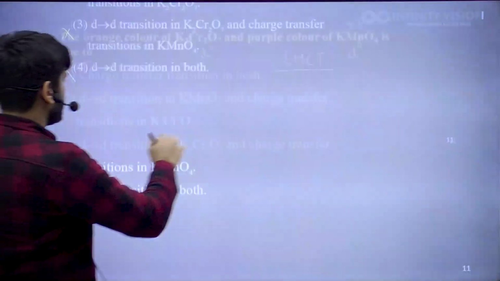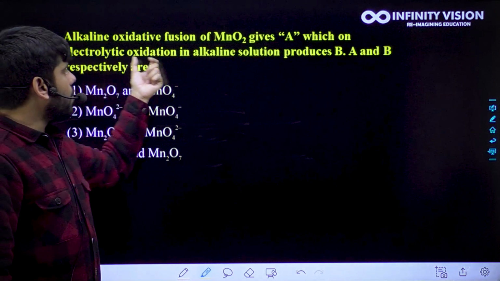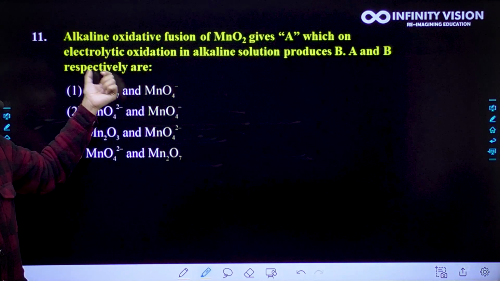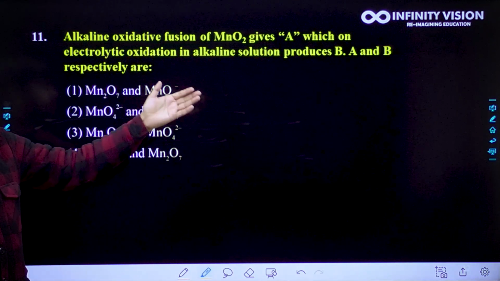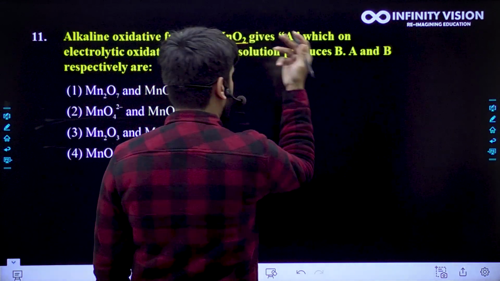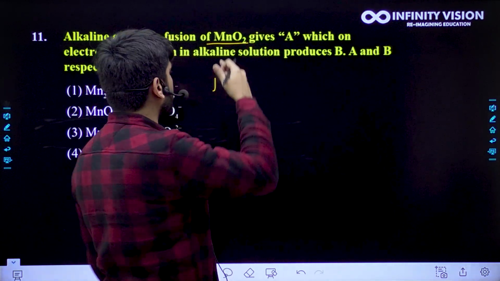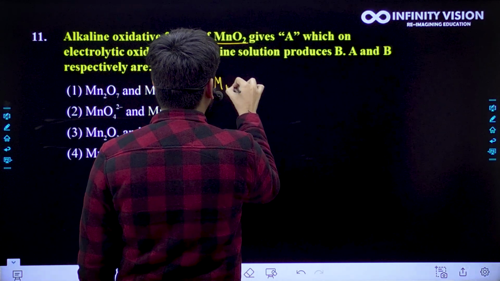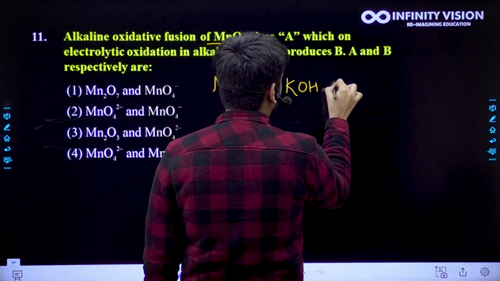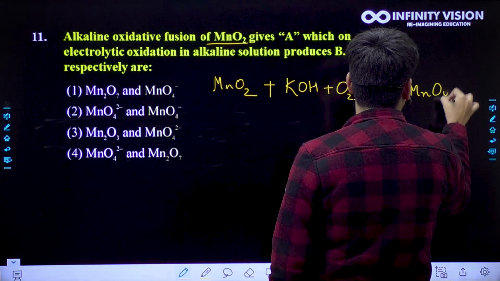Let us discuss the next question. Alkaline oxidative fusion of MnO2, that is pyrolusite ore, gives A, which on electrolytic oxidation in alkaline solution produces B. A and B respectively are. Okay. This is one of the reactions involved in the preparation of potassium permanganate. So MnO2, alkaline oxidative fusion means we have KOH and O2. This gives rise to potassium manganate. This is dark green.